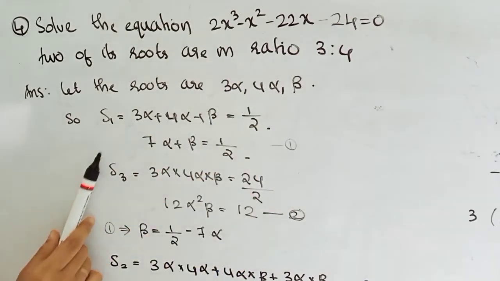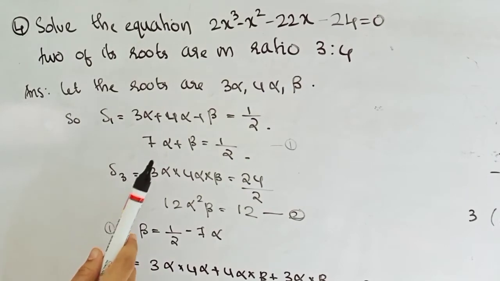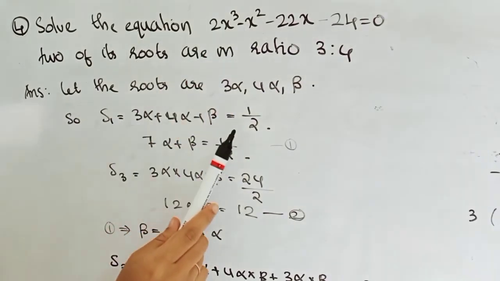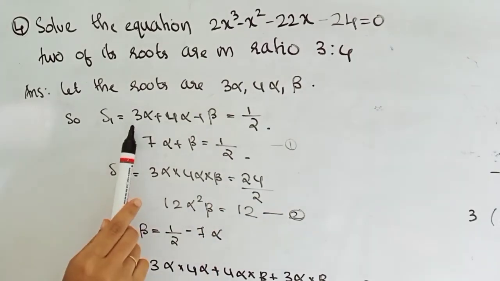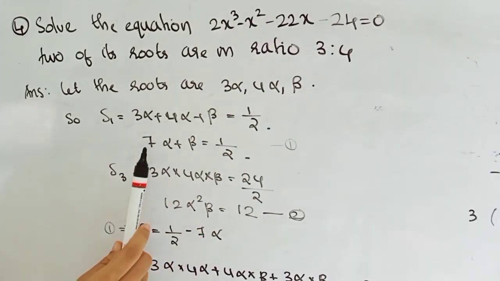So we can find S1, that is 3 alpha plus 4 alpha plus beta is equal to minus b by a, that is minus of minus 1 by 2, which is plus 1 by 2. 3 alpha plus 4 alpha is 7 alpha. 7 alpha plus beta is 1 by 2.